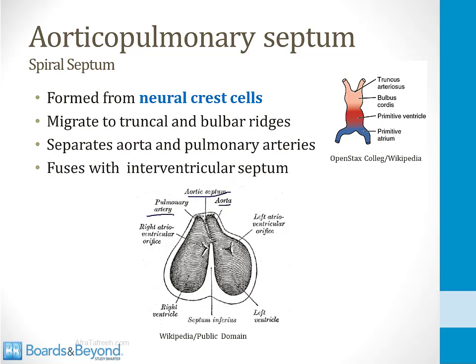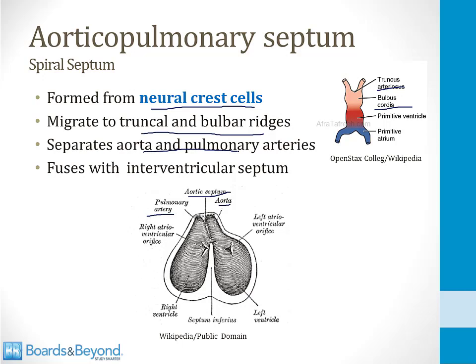And it's very high yield for you to know that proper formation of this septum requires neural crest cells. This may seem strange, since neural crest cells play such a big role in development of the nervous system, but they also play a role in developing this septum that divides the pulmonary artery from the aorta. These cells migrate to areas in the primitive heart tube called the truncal and bulbar ridges. If you look over at the drawing on the right side of the screen here, there are ridges between the truncus arteriosus and the bulbus cordis. The neural crest cells migrate there, and then they form this septum which separates the aorta and pulmonary arteries.